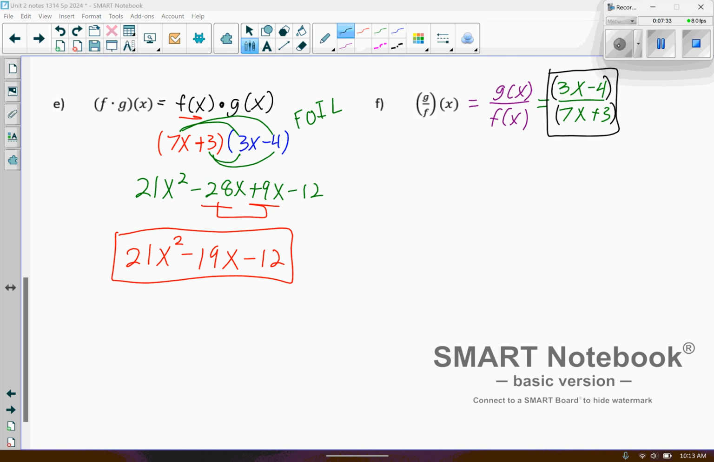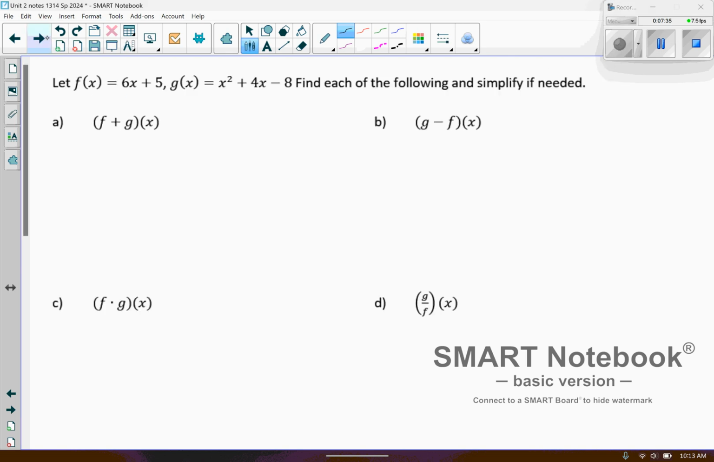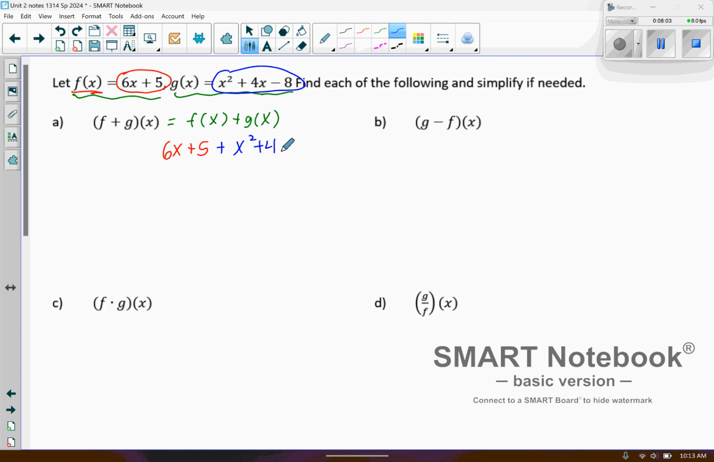All right, and I've got a couple more of these for us to do. So I've got some new f and g functions defined here, and it's going to be pretty similar to what we just got done doing. So in this first one, once again, this is just f of x plus g of x. And so f of x right here, we're going to replace with 6x plus 5. And then for g of x, we're going to replace that with x squared plus 4x minus 8.